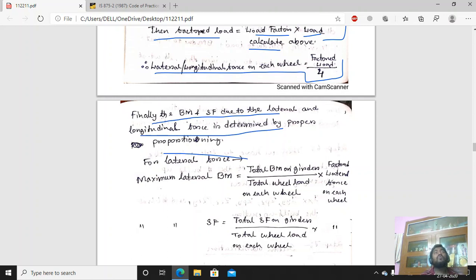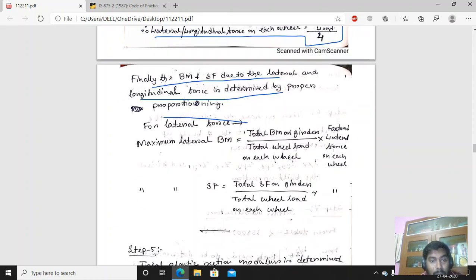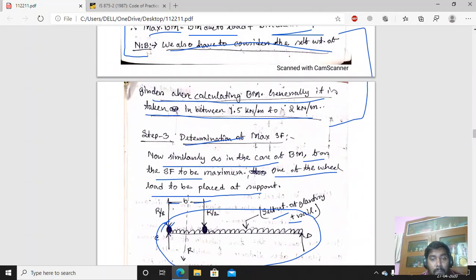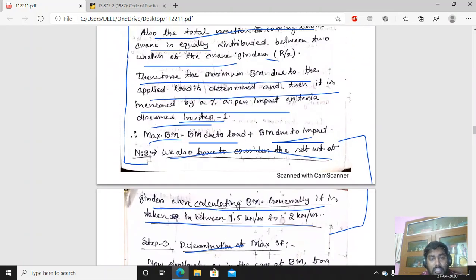Finally, the bending moment and shear force due to the lateral and longitudinal force are determined by proper proportioning. So here no formulation is used, proportioning is used. Proportioning means, let us see the maximum lateral bending moment. The bending moment that we have calculated is due to the vertical load, coming from the crane to the wheel.